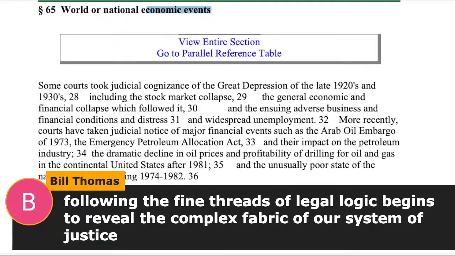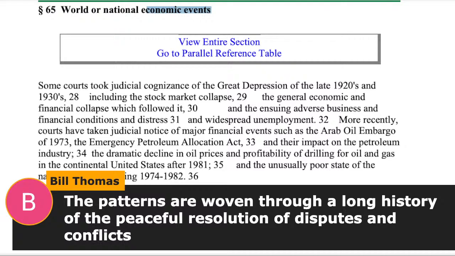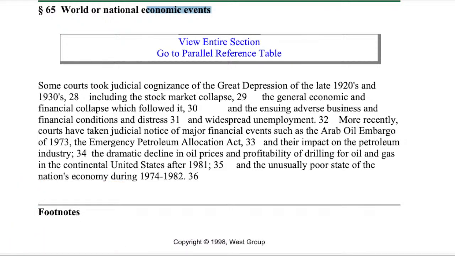Bill Thomas says, following the fine threads of legal logic begins to reveal the complex fabric of our system of justice. Indeed, the patterns are woven through a long history of the peaceful resolution of disputes and conflicts. And of course, as we read earlier, the aim is to ascertain the truth and to ensure a fair process. I think if we bring all that together, that's where the law of evidence comes together, where the rubber meets the road is what we're reading right here. This is how we bring that ideal into action on day-to-day events, with the occurrences that the courts have to deal with every single day.